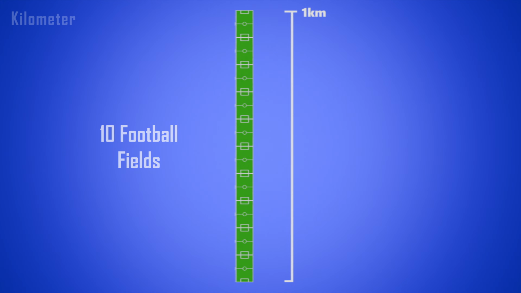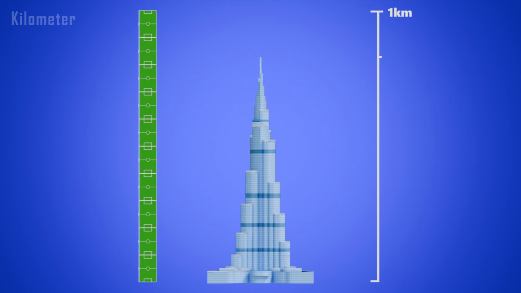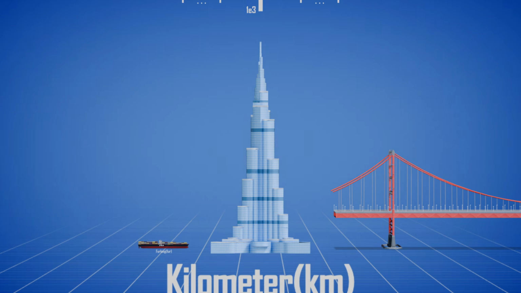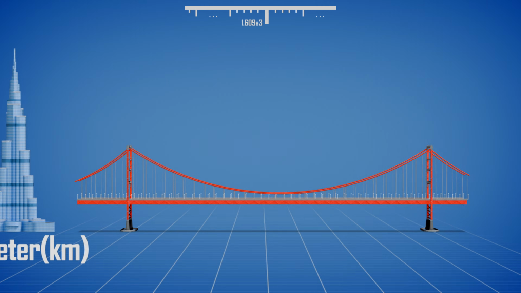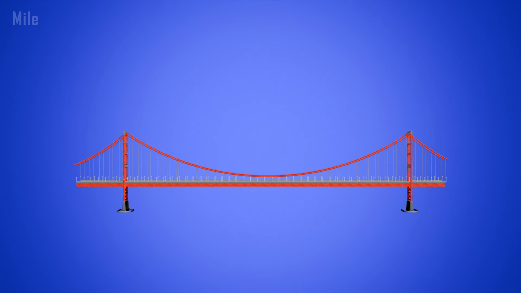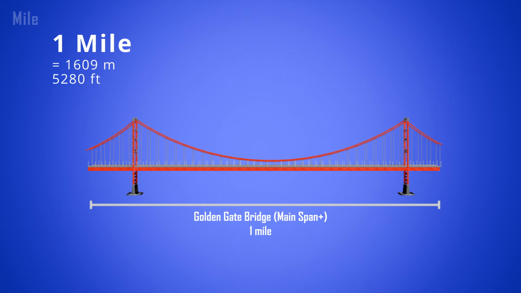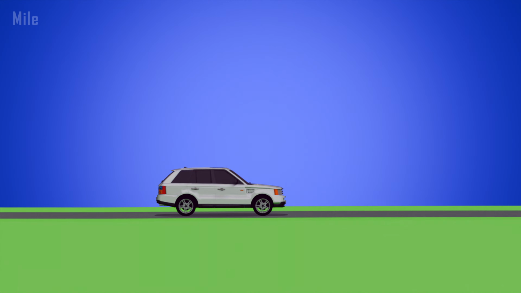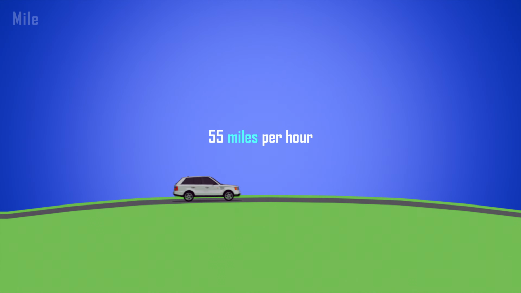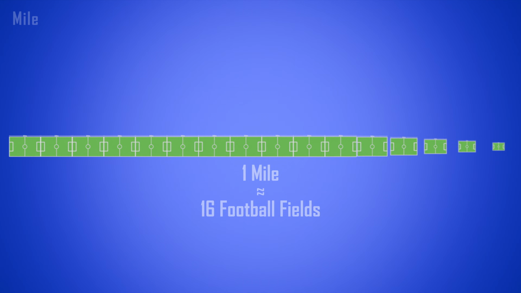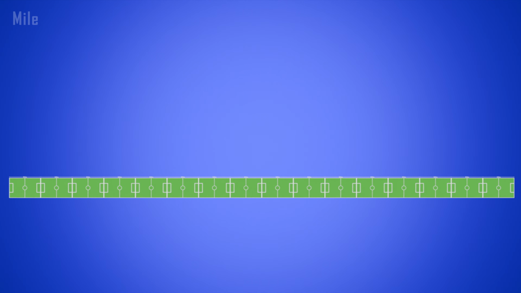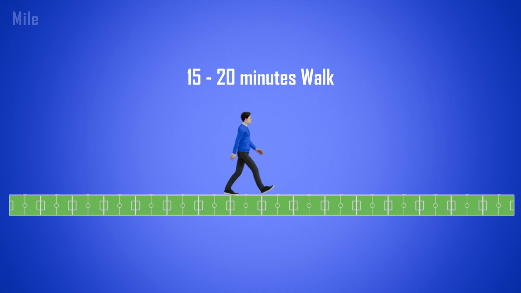The tallest building in the world, the Burj Khalifa, is 828 meters tall, so very tall, but not close to our next unit, which is mile. 1 mile is 1.609 kilometers, or 5,280 feet. It is used to measure long distances, especially on roads. 1 mile is about the length of 16 football fields, or about a 15 to 20 minute walk.